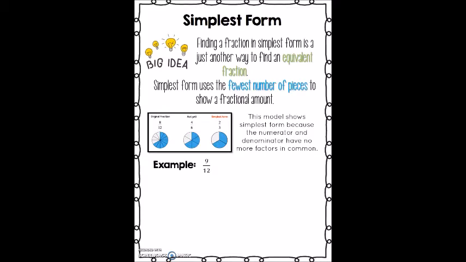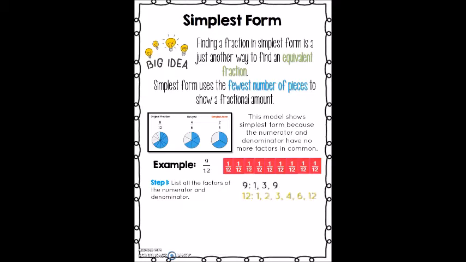For example, let's look at the fraction 9/12. So I have 9 different 1/12 sized tiles on my paper in front of me. Now the first thing I need to do is list all the factors of both the numerator and the denominator. And remember, the factors are the numbers that we would multiply together in order to get the numerator or the denominator. So the factors of 9 are 1, 3, and 9, because I could multiply 1 times 9 or 3 times 3.